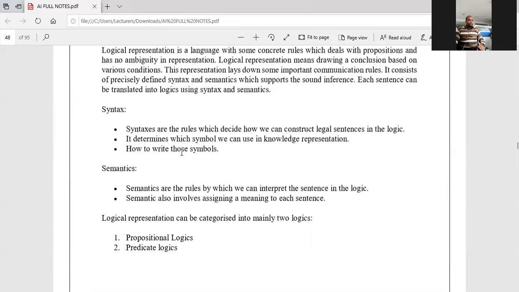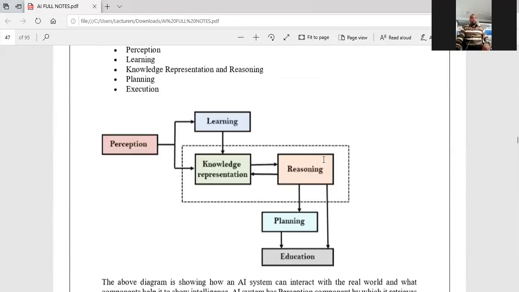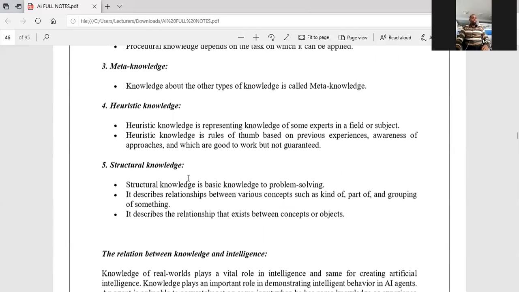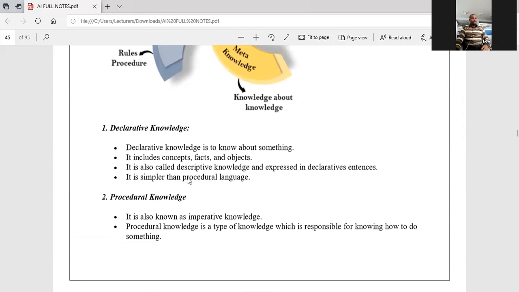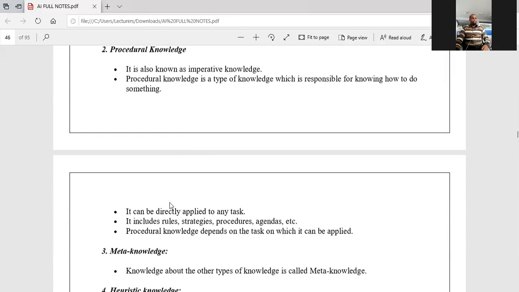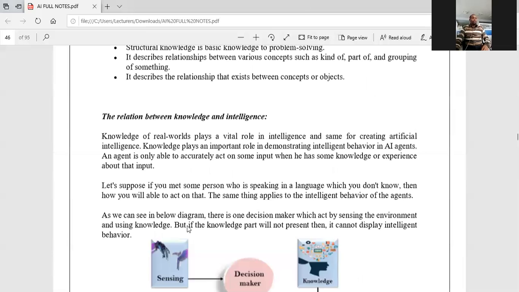Now, what is logical representation? Logical representation is representing rules of actions that guide the machine on what to do. Representing rules of actions. And what were rules? Rules fell in what kind of knowledge? In procedural knowledge, yeah? So logical representation is basically representing procedural knowledge, rules of actions, okay? Rules of actions.